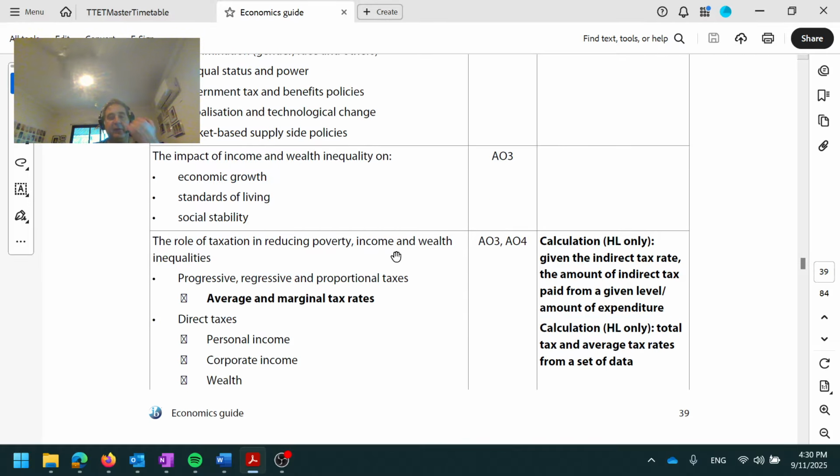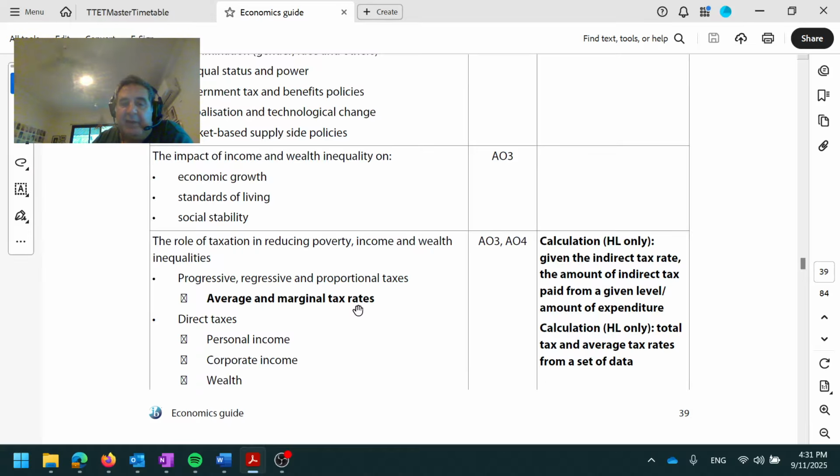Okay, role of taxation in reducing poverty, income and wealth inequalities. Yep, progressive taxes. So that just means as you earn more, your marginal rate of tax increases. Regressive taxes are the ones which seem to impact to a greater extent on middle to low income households. Proportional taxes are when everyone pays the same rate of tax. Okay.